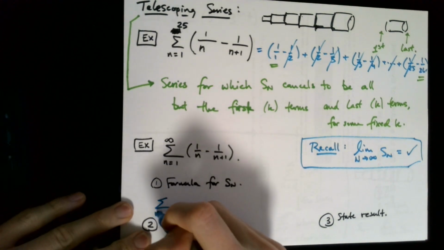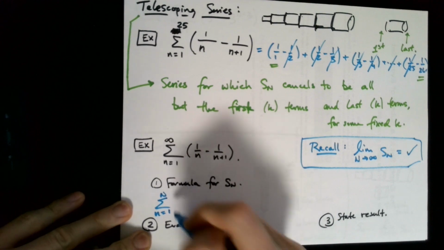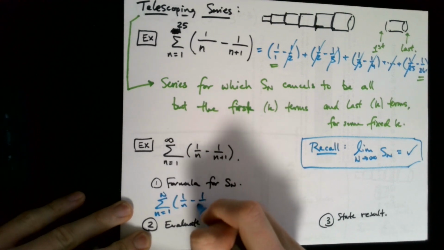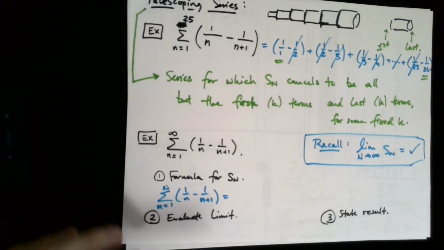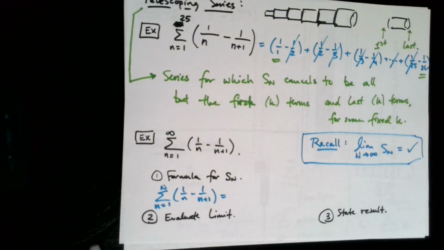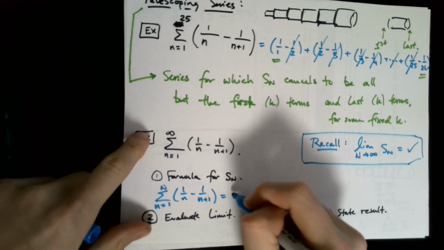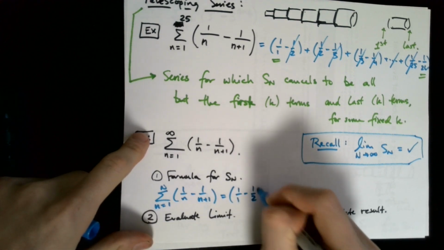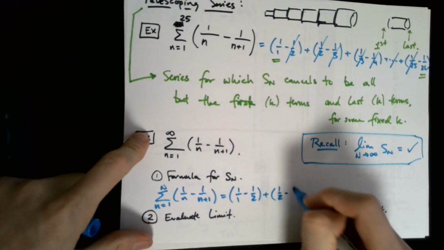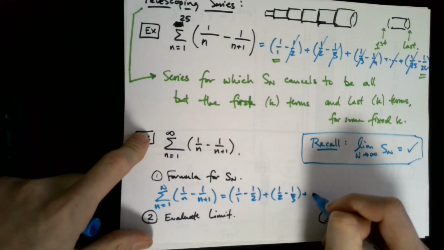So we're going to compute the sum from n equals 1 to capital N of 1 over n minus 1 over n plus 1. And in fact, this is going to look a whole lot like what we did above. In fact, that's why we did what we did above. So the first term is going to be 1 over 1 minus 1 half. And then we get 1 half minus 1/3. We know how this trend goes.